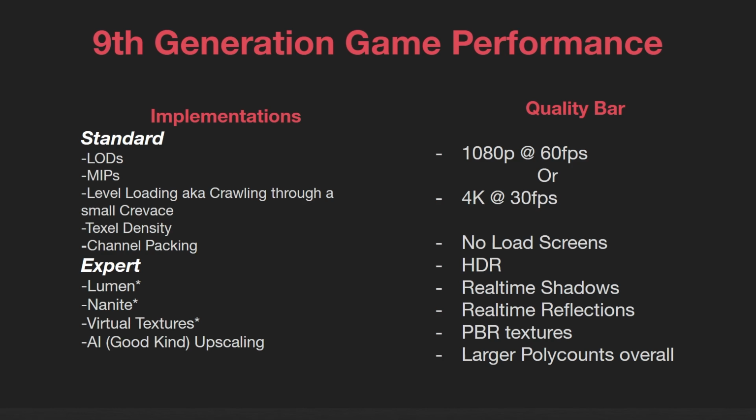But again, our quality bar has changed. We're never making just one version of the game anymore. We have to make practically two in most cases. We have a performance mode, which usually runs at about 1080p at 60 FPS, or we have a quality mode that's at 4K at 30 FPS. They also want things like no load screens, full HDR, real-time shadows and real-time reflections, full PBR materials, and of course, larger poly counts overall. So the quality bar has very much changed from when we learned how to work with these standard workflows for texturing.